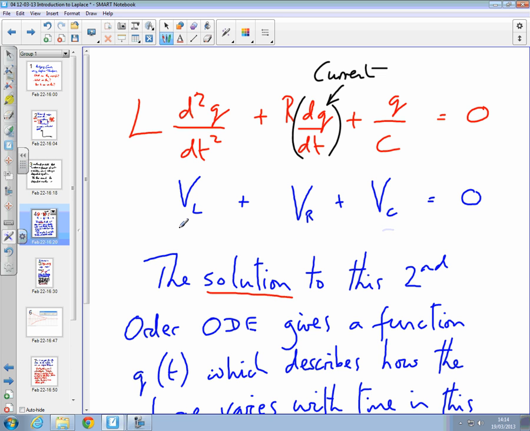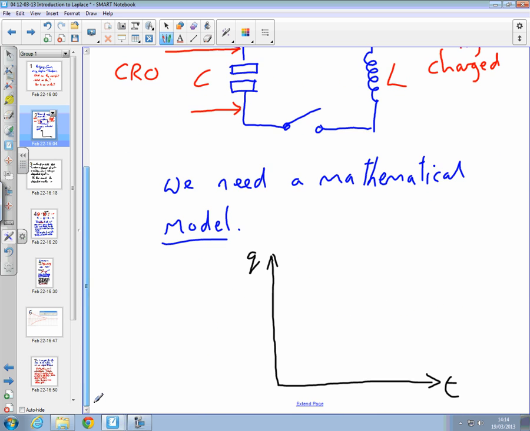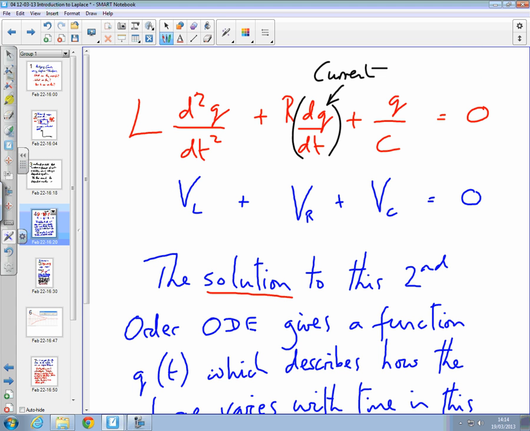And what I've started to do here is write this voltage across the resistor in terms of charge and time. I'm after an equation that relates the charge and the time in this circuit because I want to sketch how the charge varies with time. So I need everything in terms of charge and time. And so I'm designing a differential equation that will describe it. And here it is.